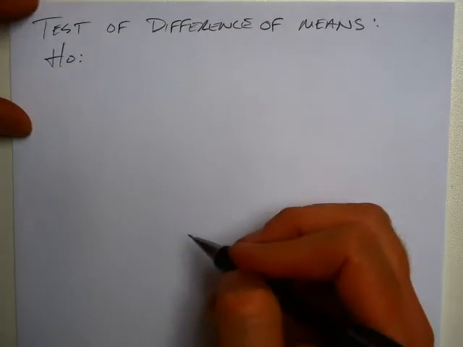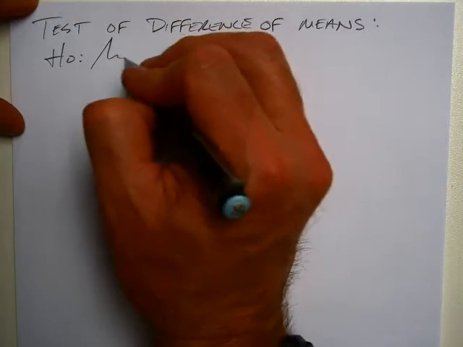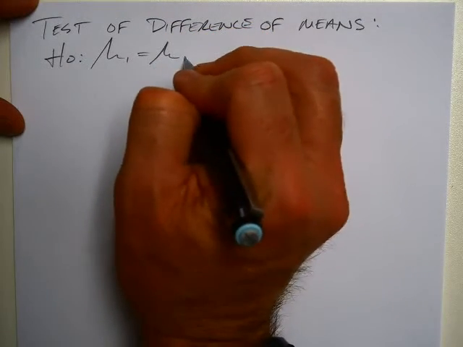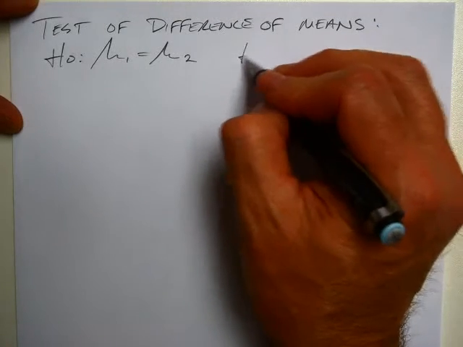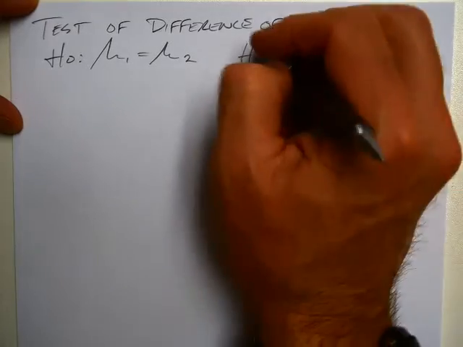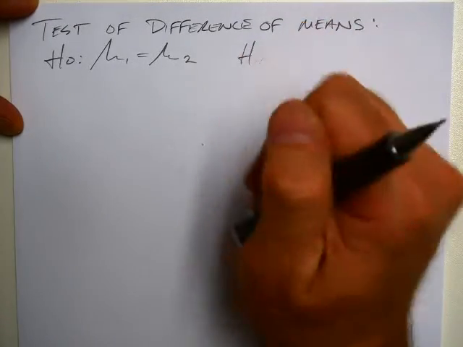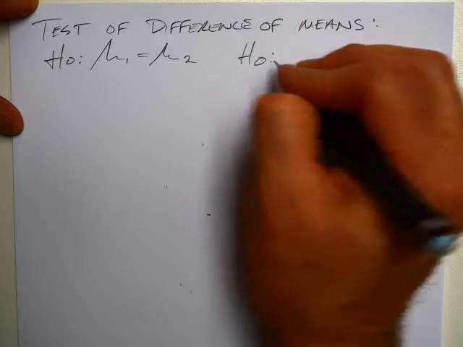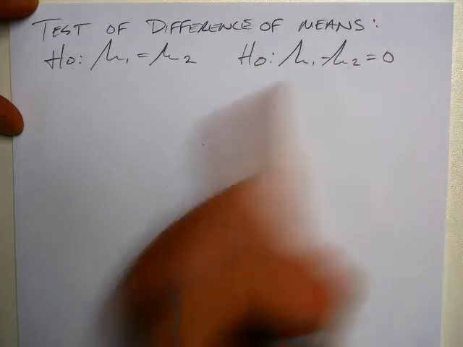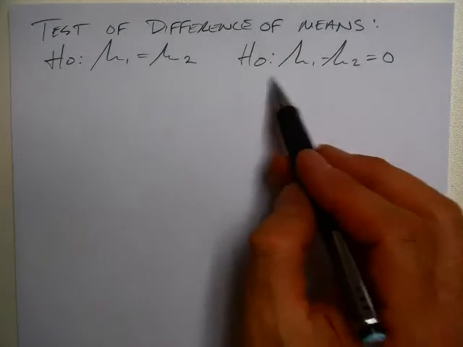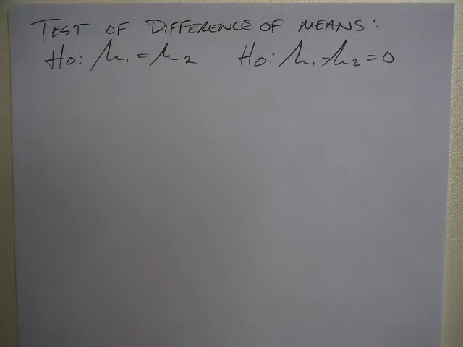So the null hypothesis is always going to be mu sub 1 equals mu sub 2, unless you choose to write it as mu sub 1 minus mu sub 2 equals 0. The book seems to be using this second method. I frankly think it's six of one, half a dozen of another. They're both good.